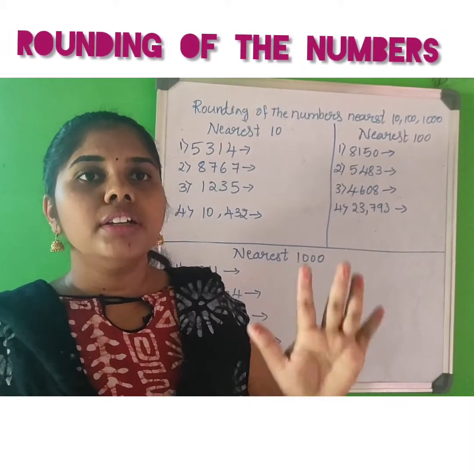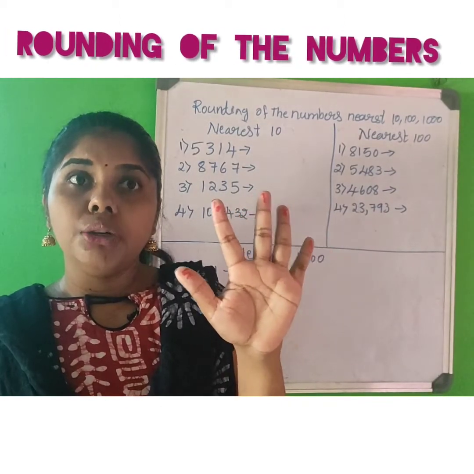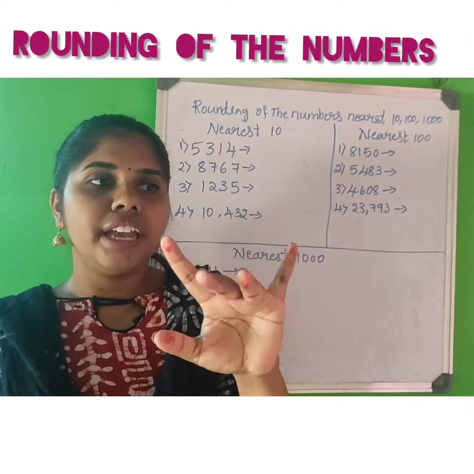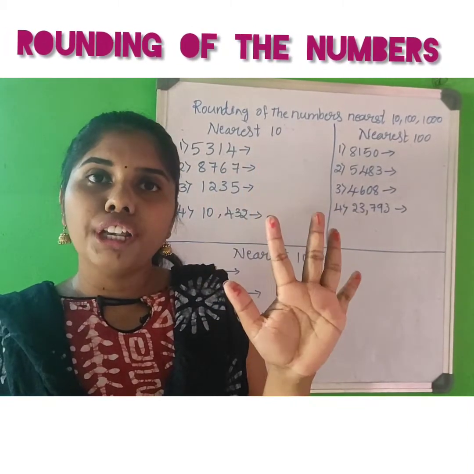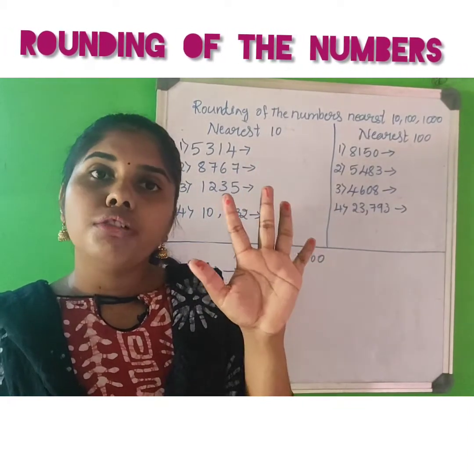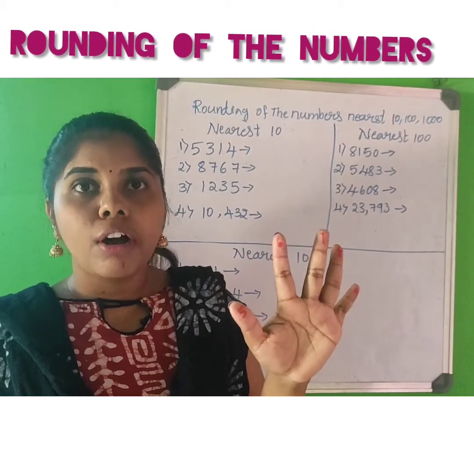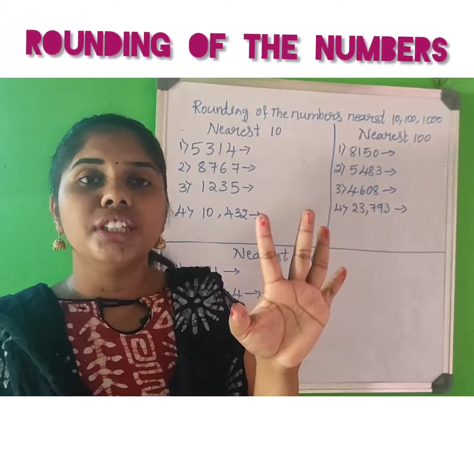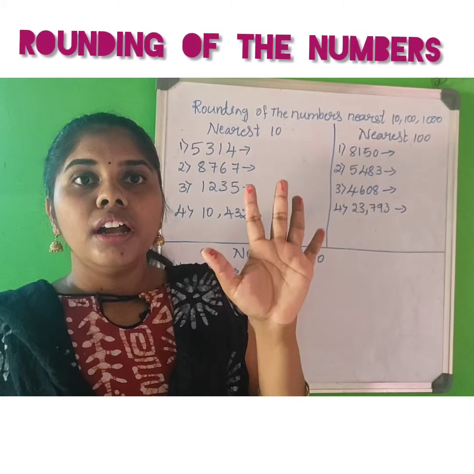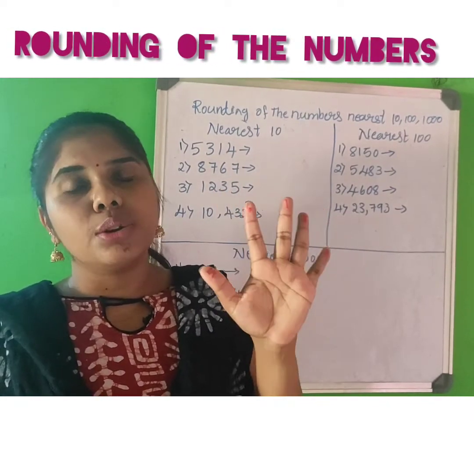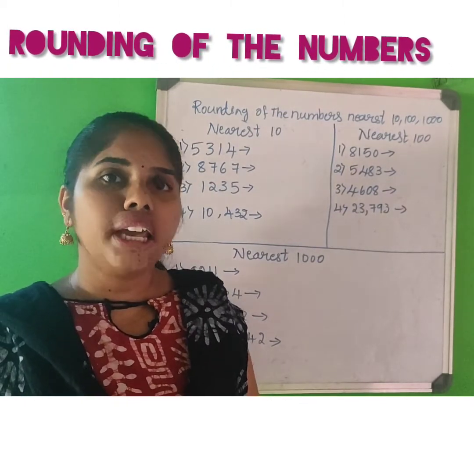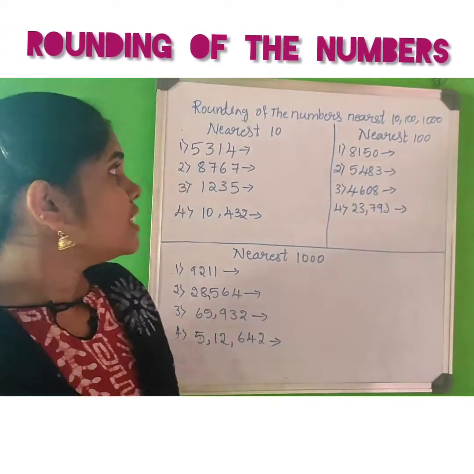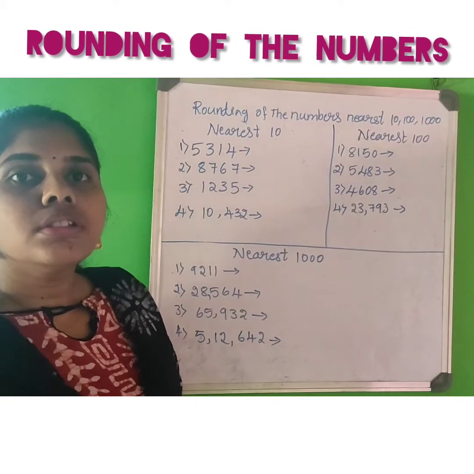One more technique. If you get a number in the unit place 5, 6, 7, 8, 9, any of these numbers, while you are rounding off nearest to 10, you have to change the 10th place number to the next one. Then you make the unit place 0. These are the techniques while you are rounding off nearest to 10. So we'll solve the problems.